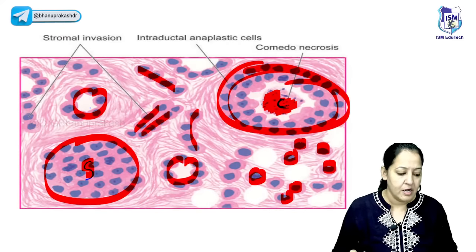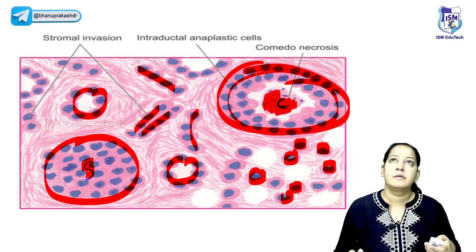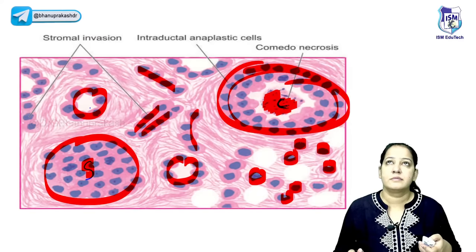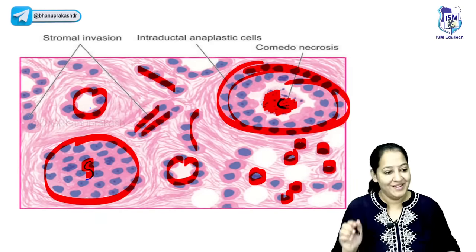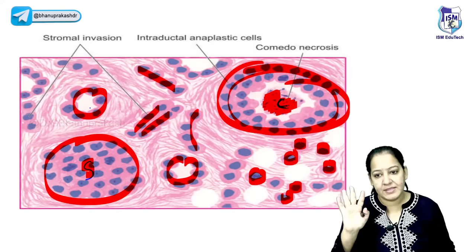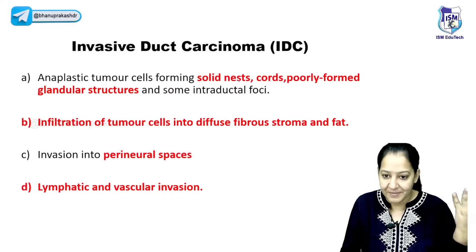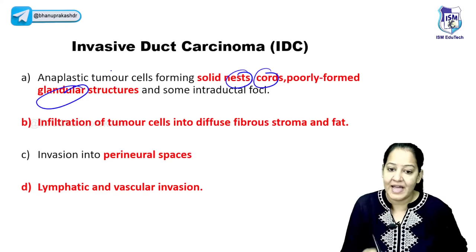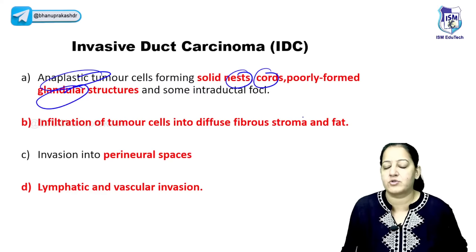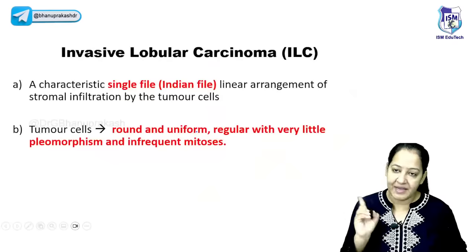How many of you got it? If you got it, please say something. Okay, so you can see the tumor cells in the background. Solid tumor cells are present in the stroma in the form of nests, cords, glands. The anaplastic tumor cells are present in the background in the stroma. That is the biggest thing you can see here.